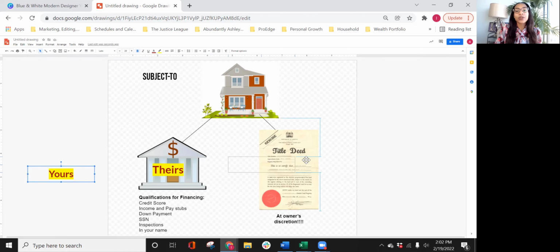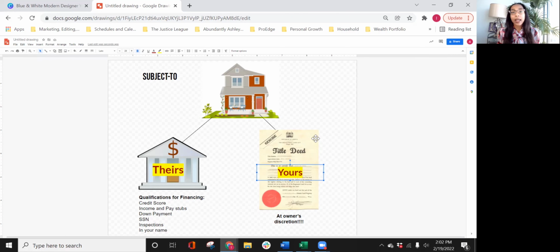Now, what becomes yours is the deed. Everyone always asks me this, so the house goes in my name? Yes, the deed. That's the part where the house goes into your name. Everyone always asks, well, can I like sell it? Yes, if your name is on the deed, you can do whatever you want to that house. You can refinance it, you can sell it, you can take out equity, you can do work on it, Airbnb it, keep it as a rental, sell it on a Rapid. So many fun things to do with this.